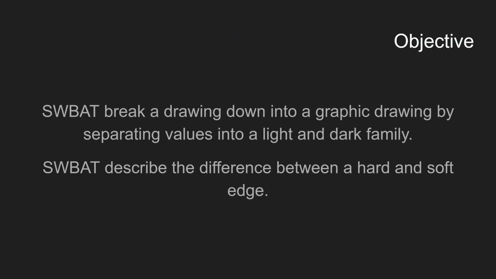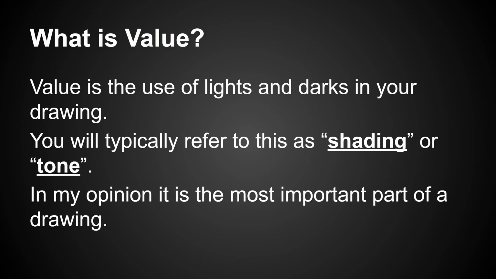Okay, so today we're going to talk about shadow mapping and anatomy. Probably one of the most important things we'll talk about. And in my opinion, shadow mapping is probably one of the best ways to learn how to do drawing. And we'll get into that as we go along. So today, student will be able to break down a drawing into what we call a graphic drawing by separating the values into a light and dark family. And then the student will be able to describe the difference between a hard and soft edge and why those are important. So what is value?